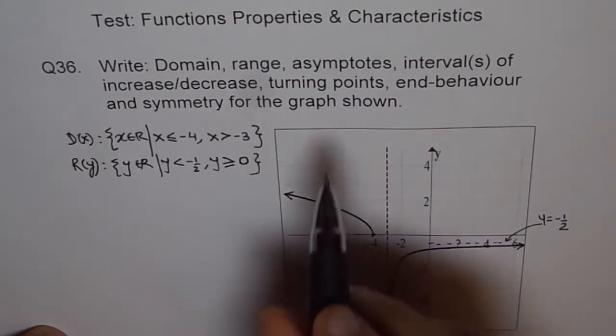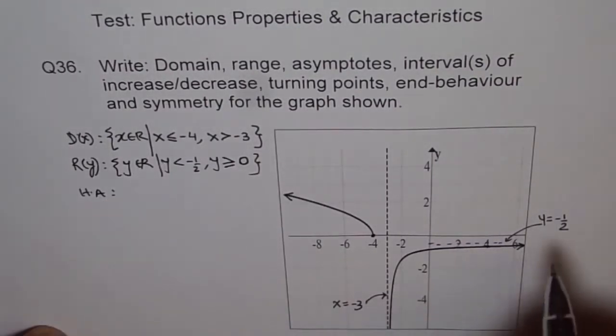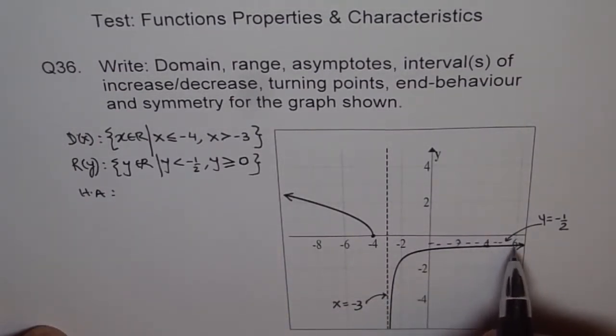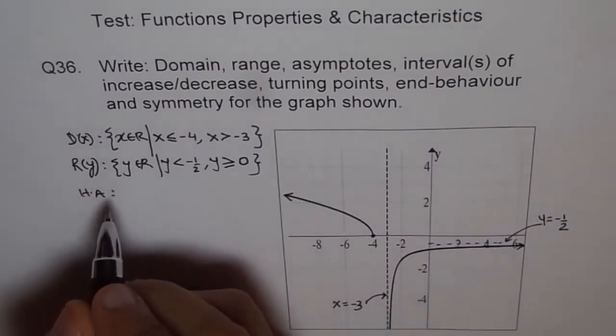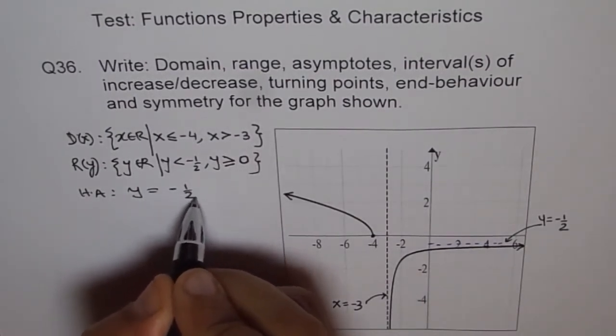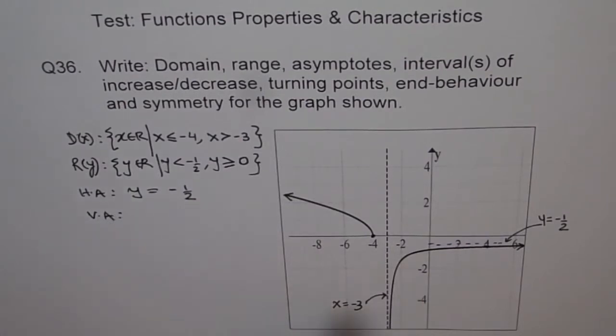Now this is domain and range. Now asymptotes, as we have given, the horizontal asymptote, that's the horizontal asymptote, because as x approaches plus infinity, our function approaches -half, right? Therefore, the horizontal asymptote is y equals -half. And then we have a vertical asymptote. So the vertical asymptote is x equals -3.